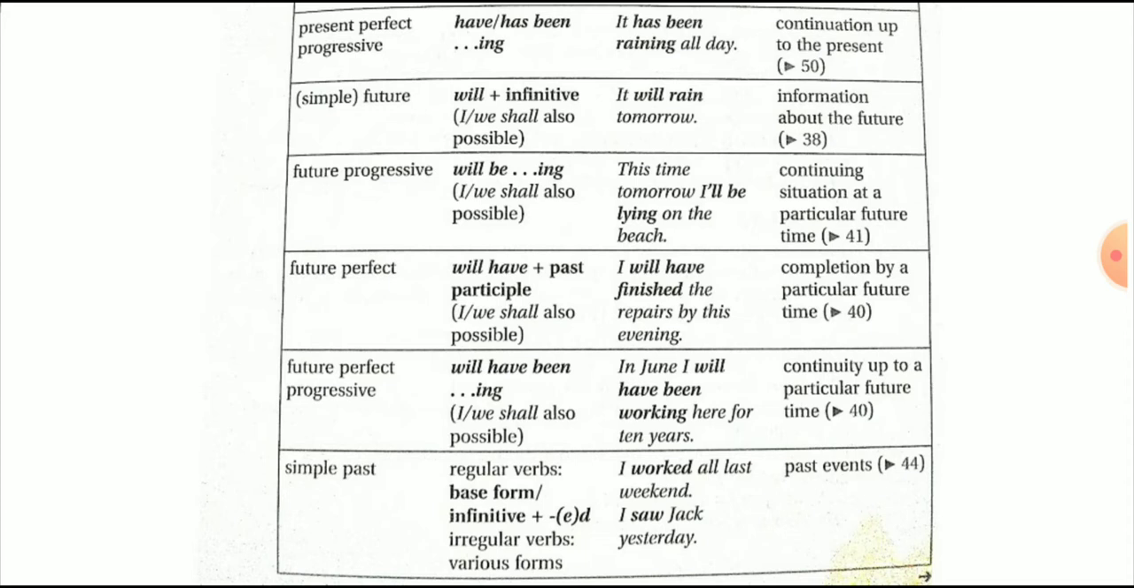Now comes the future perfect progressive: will have been plus ing. I, we shall is also possible. Now comes the example. "In June, I will have been working here for ten years." Continuity up to a particular future time. For simple past, we use regular verbs, base form plus ed, and irregular verbs, various forms. Now comes the example. "I worked all last weekend." "I saw Jack yesterday." So it is representing past events.